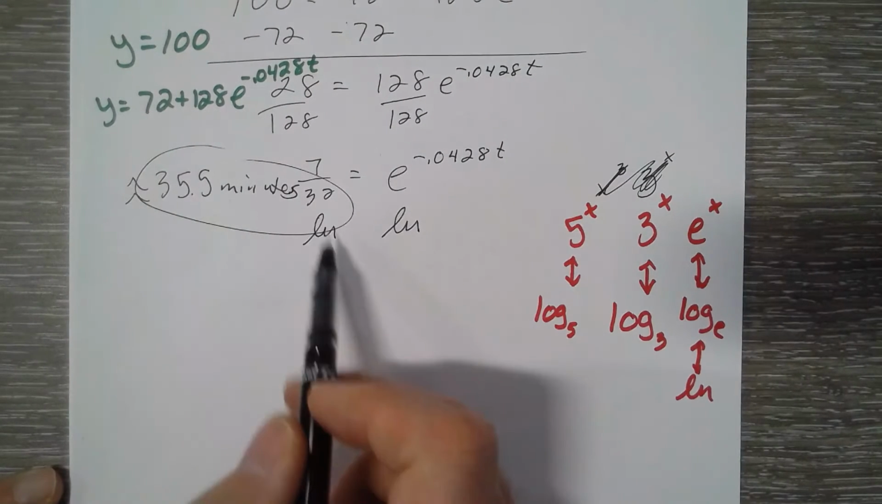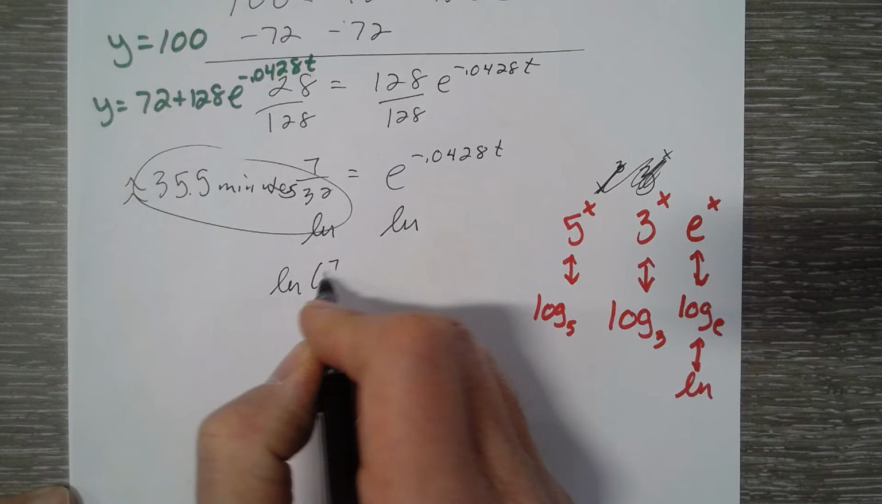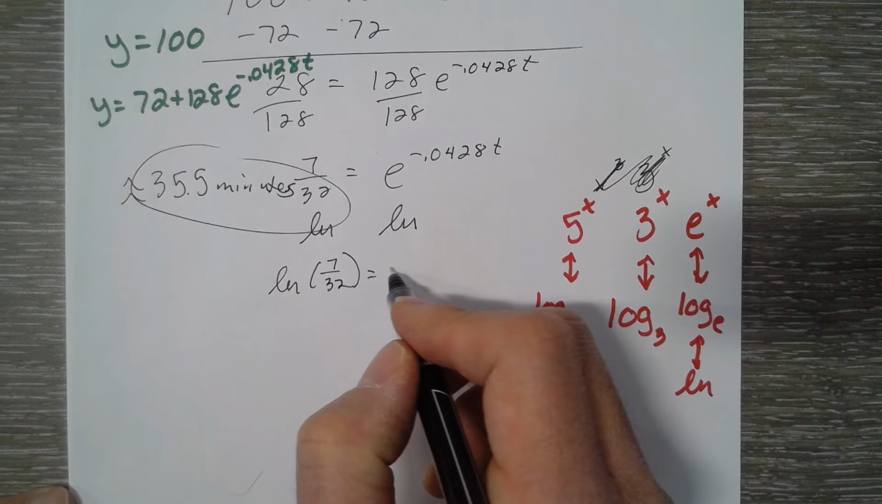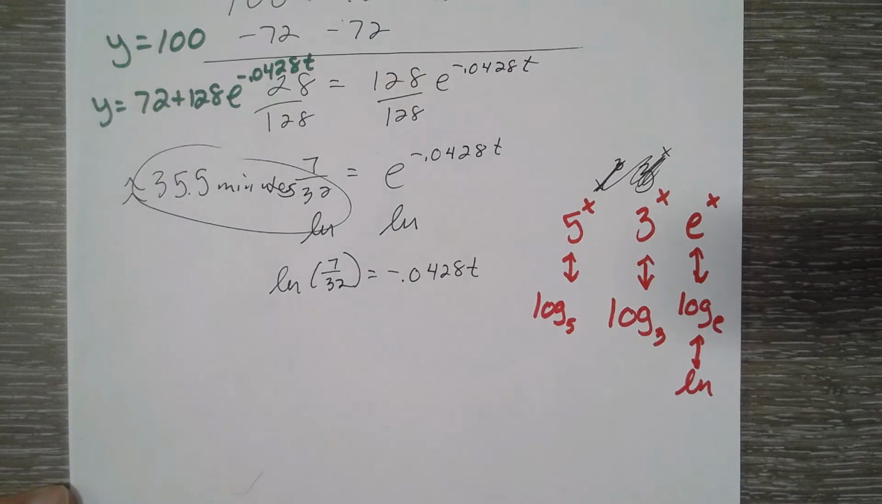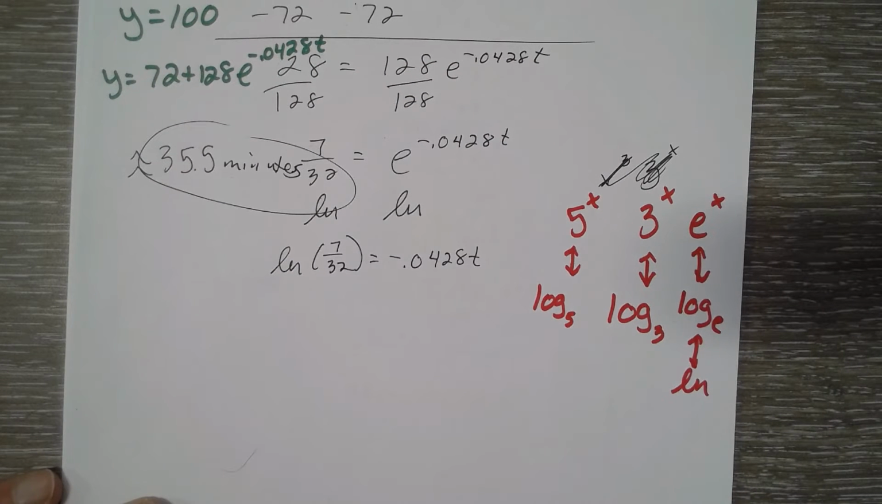On the left side, we have natural log of 7 over 32. On the right side, each other is negative 0.0428t. It got rid of e. That's how you calculate it. Okay, now we're one step away.